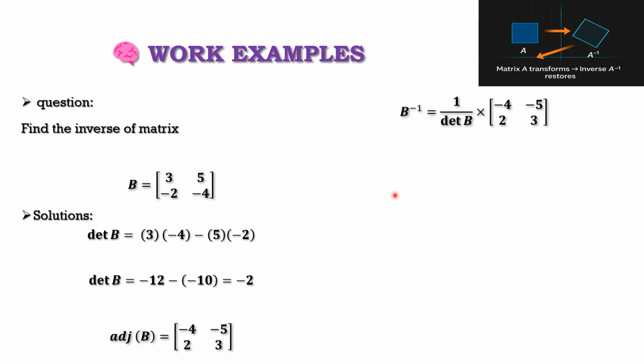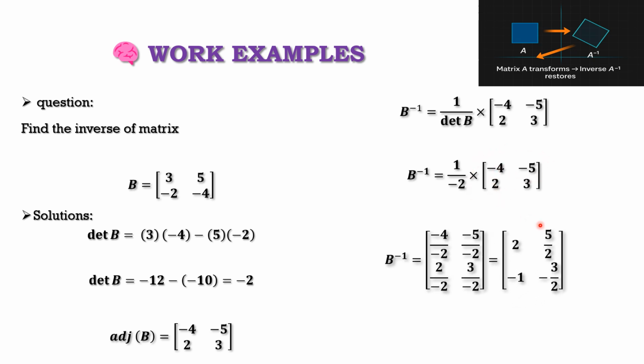Then the inverse of B will be equal to 1 over the determinant of B times the adjoint, and it will be 1 over negative 2 times the adjoint. So negative 1 on 2 becomes the scalar multiplication to the adjoint matrix of B: minus 4, minus 5, 2, 3. So we multiply each of the entries of the adjoint of this particular matrix B by the scalar negative 1 on 2, and our results will be negative 4 over negative 2, negative 5 over negative 2, when you multiply negative 1 on 2 by negative 4 and negative 5.